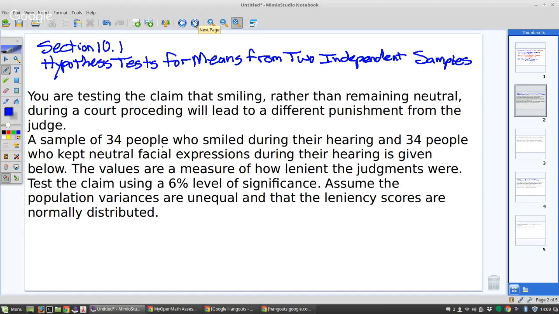And we need to figure out what is the null and the alternative based on that. We're going to have a sample of, in this case, 34 people who smiled during their hearing and 34 people who kept neutral expressions during their hearing. It says it's given below, but it's given on another page. Bear with me. And the values that are given measure how lenient the judges were. So let's take a quick look at that.